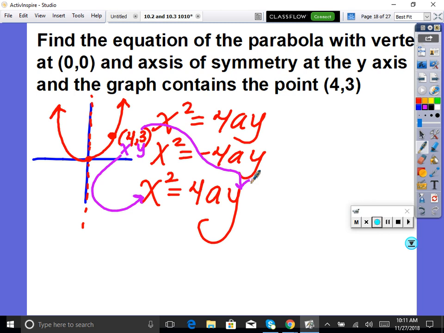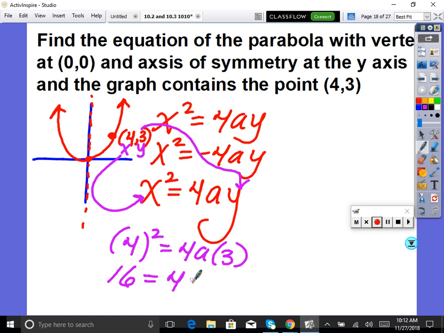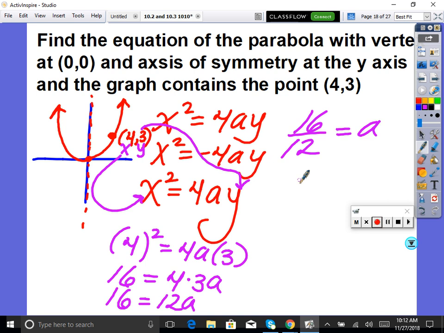So now you'd say, 4 squared equals 4 times a times our y, which is 3. So my true statement is 16 equals 4 times 3 times a, so that's actually 16 equals 12a. So solve for a, divide by 12. 16 over 12 equals a. So simplify that, we get 4/3.